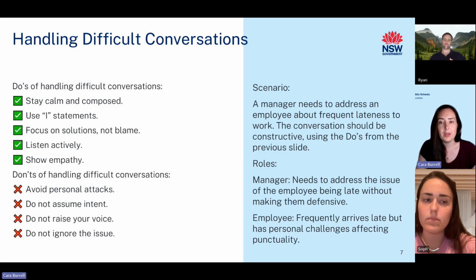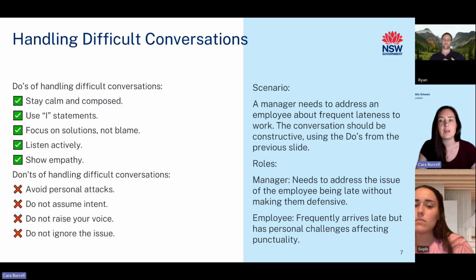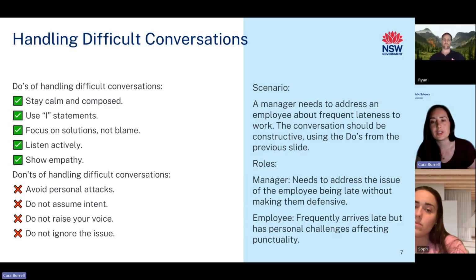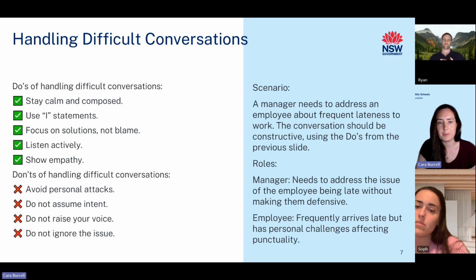Stay calm and composed. If emotions run high, take a deep breath and focus on the facts. Use I statements. Instead of saying, you never communicate deadlines, try, I feel frustrated when I don't know the deadlines in advance, because this will reduce the likelihood of defensiveness from the other person. Focus on solutions and not blame. Shift from you messed up to how can we ensure this doesn't happen again?